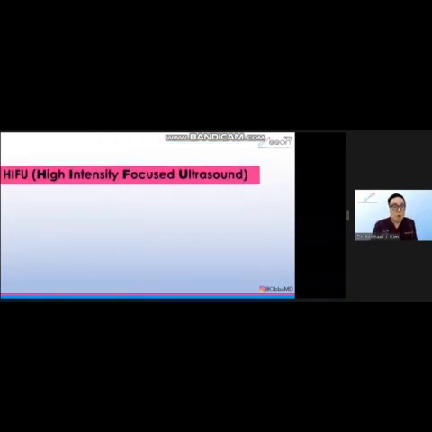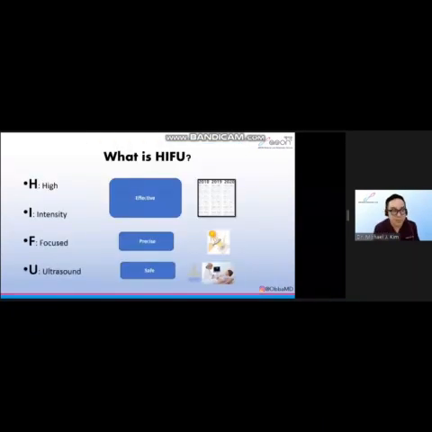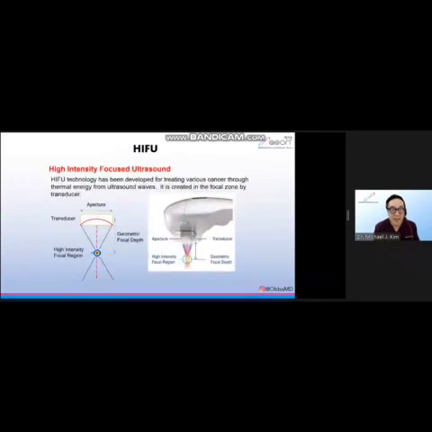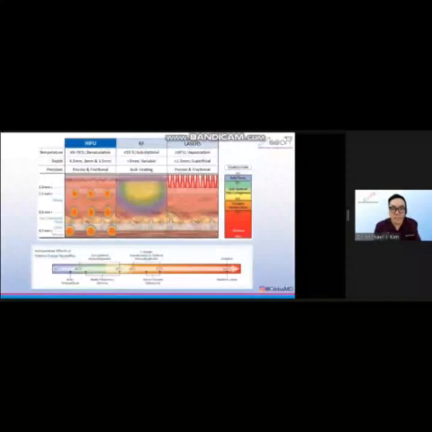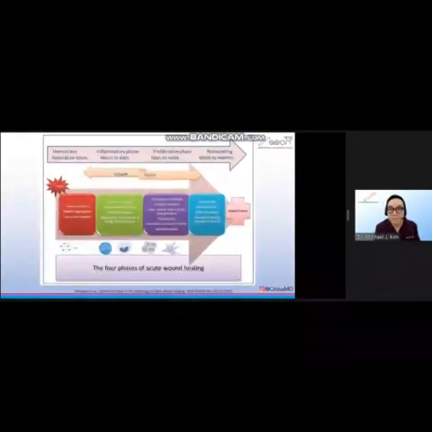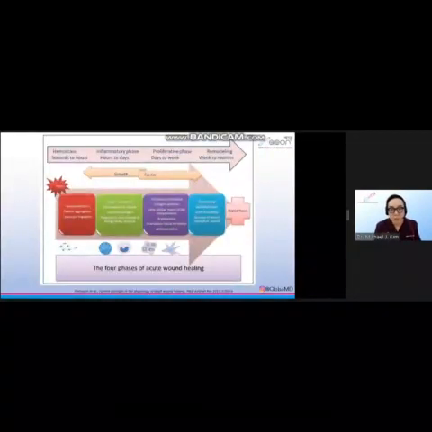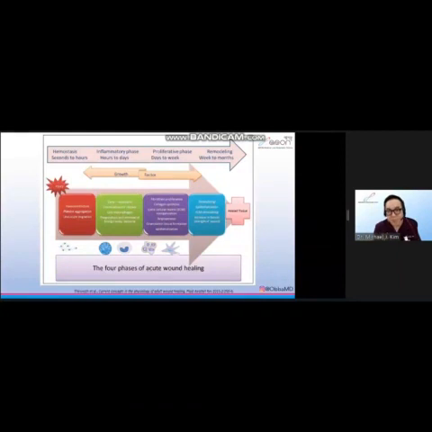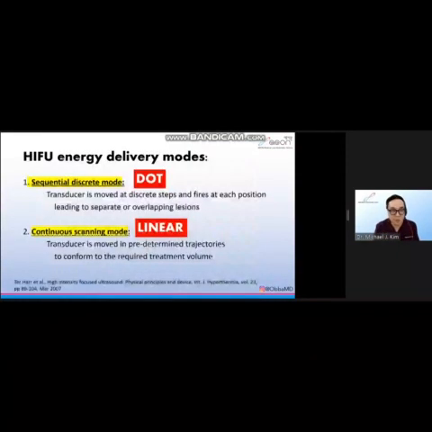I hope that we can study more together in this field and discover more breakthroughs for HIFU treatments in the future. On to HIFU. We all know what HIFU is, high intensity focused ultrasound, and I'm sure you know a lot about the mechanism and how it works already. And we've seen this slide too many times, so I'm just going to skip this. After HIFU, we know that the intensity zones of heat initiate wound healing processes in those areas.